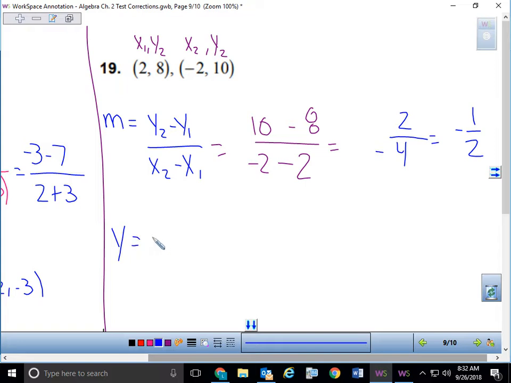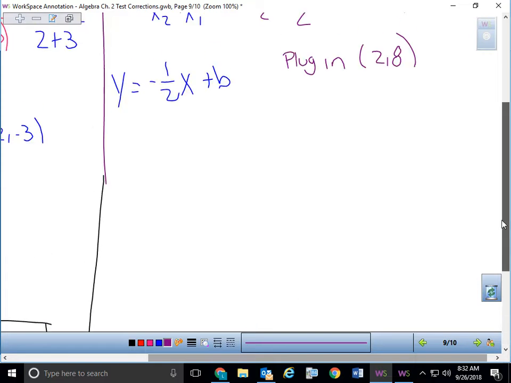Filling in what I can, in y equals mx plus b: y equals negative 1 half x plus b. Again, it does not matter which point you choose. I have 2, 8 and I have negative 2, 10. They're pretty similar. Sometimes I can make mistakes and lose my negative signs, so I'm actually going to choose the point 2, 8. I'll write that down here. You could have chosen the other one and you'd still get the same answer. I'm just going to plug in 2, 8.